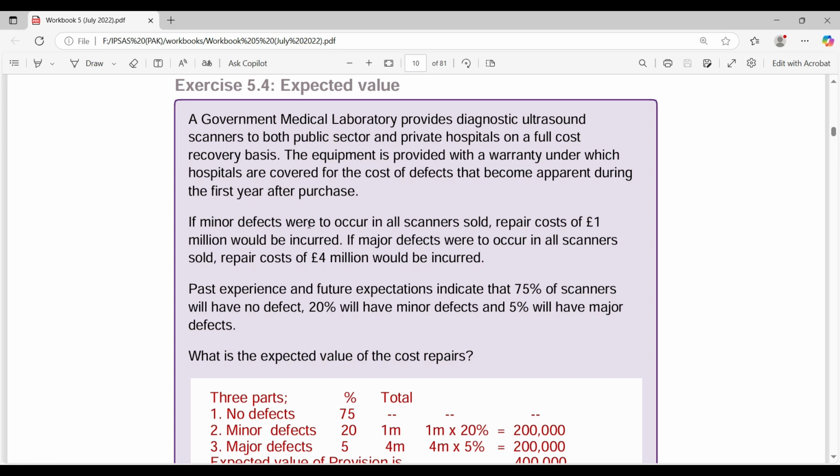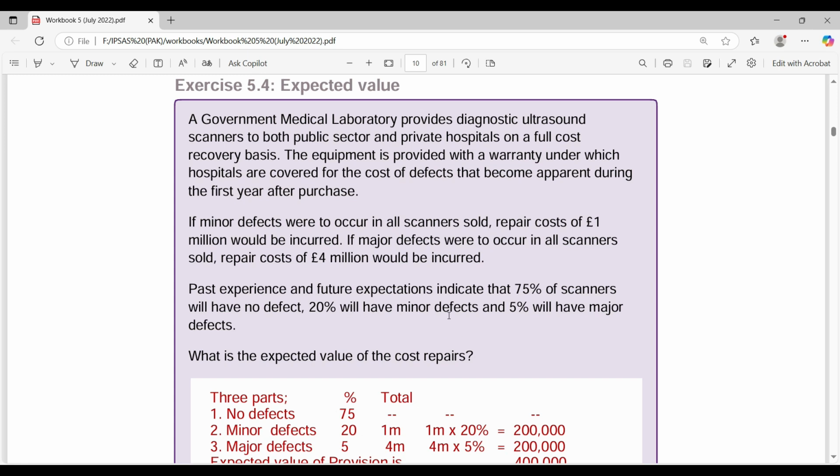If minor defects were to occur in all scanners sold, a repair cost of 1 million would be incurred against all the products. If major defects occurred in all the scanners sold, a repair cost of 4 million would be incurred. Past experience and future expectations indicate that 70% of scanners will have no defects. It means that against that 70%, you do not need to fix any provisions. Do nothing with this 70%.